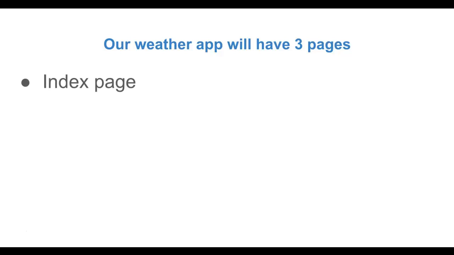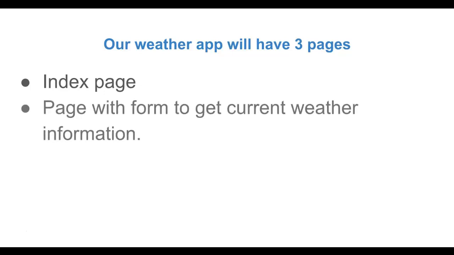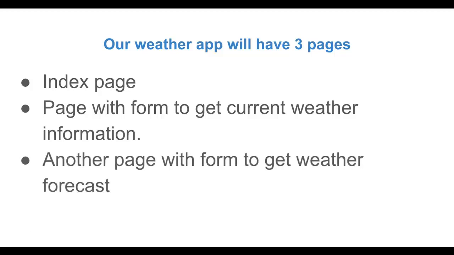The first page is the index page. So on this page we're just going to have just text and links. On the navbar on this page we're going to link to the page to get the current weather information, and also a link to take us to the page where we can get the weather forecast. Also the other page, as I said, is the page with a form to get the current weather information, and on this page as well we are going to display the result. The last page is also the page to get the weather forecast. As well on this we are going to display the information.